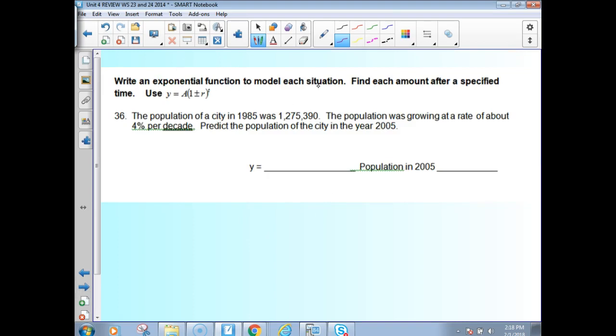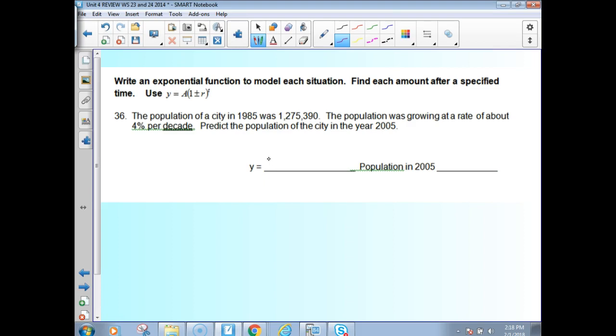36, write an exponential function for each situation. Find each amount after a specified amount of time. They're telling us what formula to use. Your equation shouldn't really have the time number in there. It should have a variable in it.